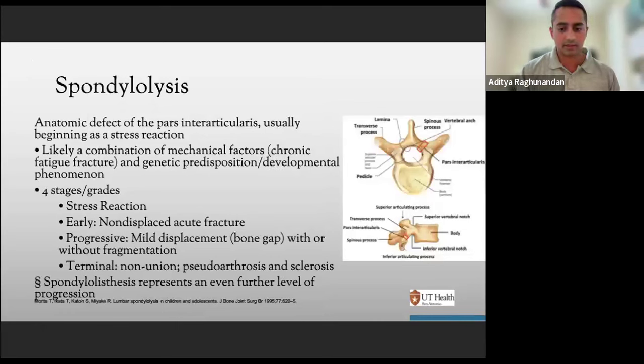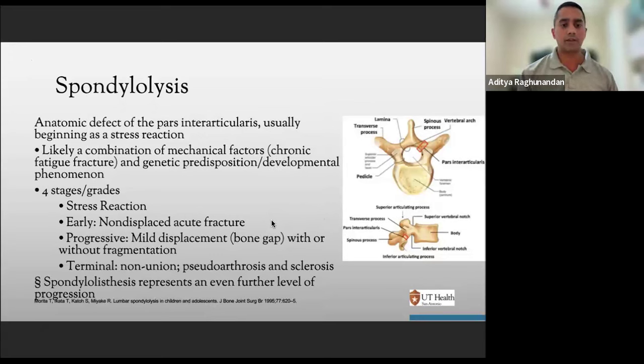Spondylolysis. So this one I'm going to spend a little bit of time on. Spondylolysis is a defect of the pars interarticularis, and there's a continuum here. So it's not just a reaction to fracture. It actually goes through 4 different stages. So you go through a stress reaction. This is usually an athlete who's loading that area, usually with an oblique extension. And that initially causes a reaction phase.